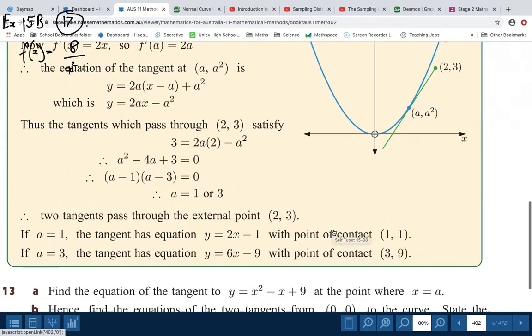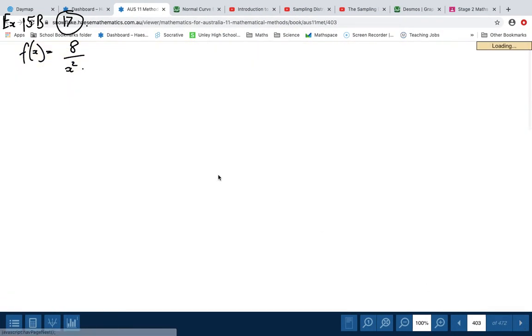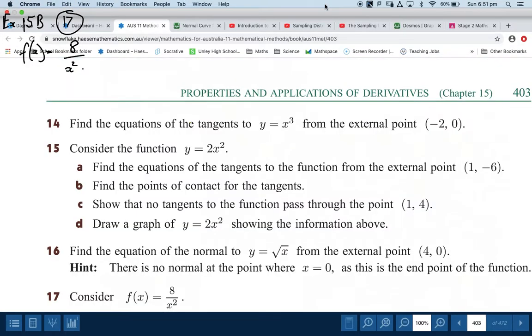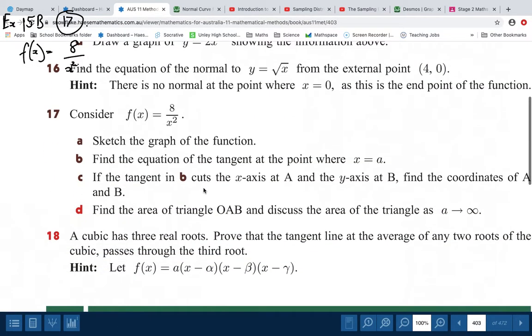All right, so the last one that I'm going to do from 15b is question 17. Yep, good. Here it is. And partly because it's in red, partly because it's another one where we're not given an actual x value to work with. They just say a. So if we come up with an equation for a tangent, it will be in this general type of form, where if you plugged in a value for a, you could get your equation.